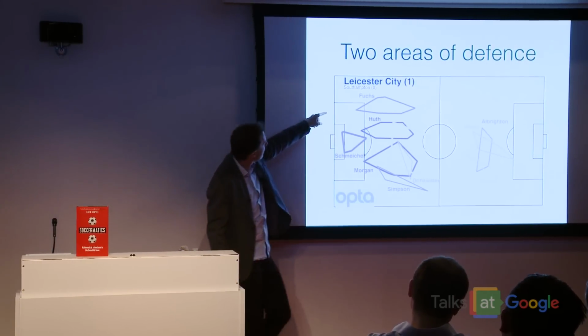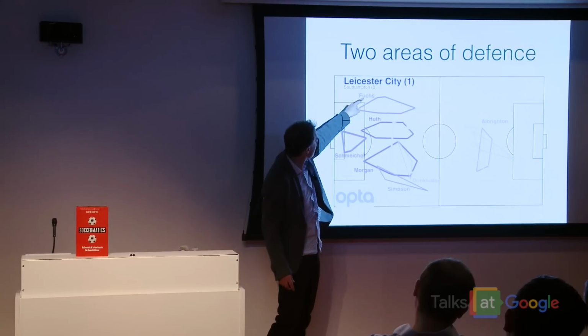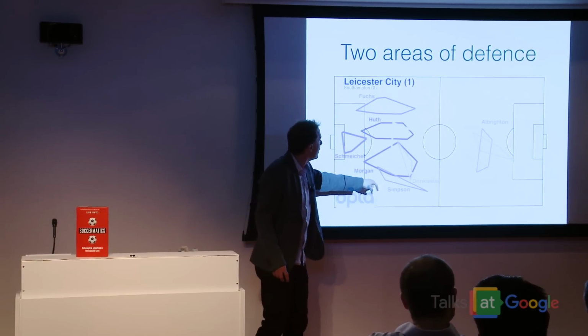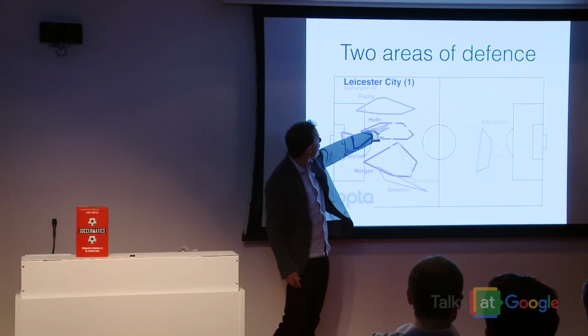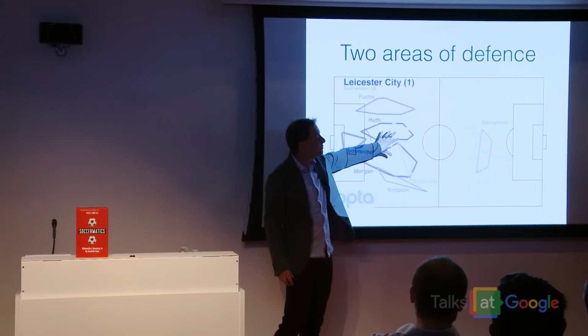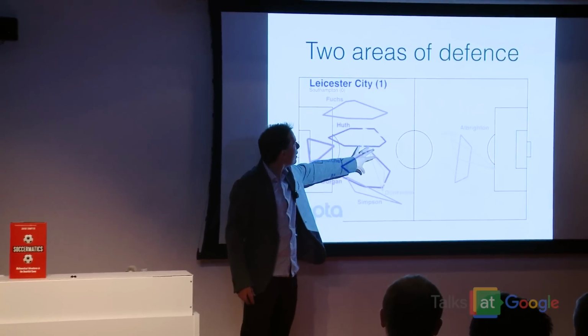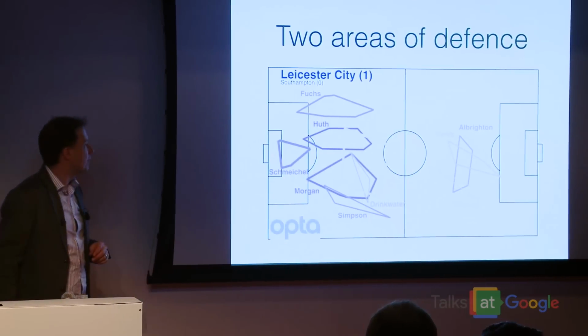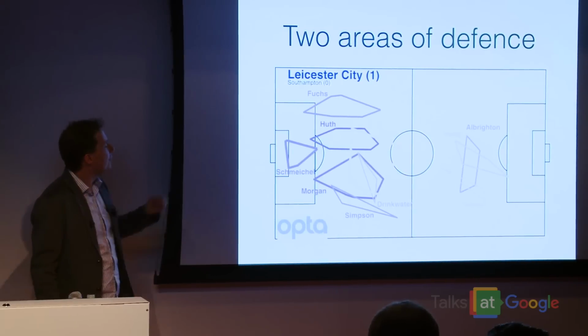They, of course, have a back 4, a very traditional back 4, Fuchs, Huth, Morgan and Simpson. But he's a bit faint in this picture, Kante, who's been one of their star players, defends in front of the back 4, picking up the ball and then shooting it up to either Mahrez or Vardy or Albrighton, who are then very effective in striking.